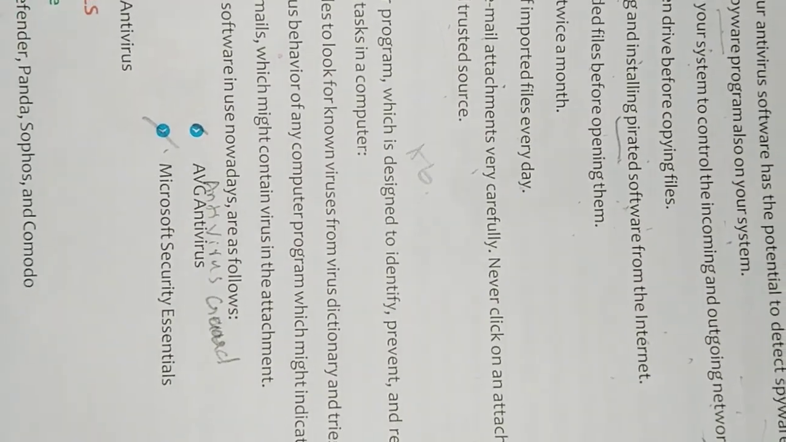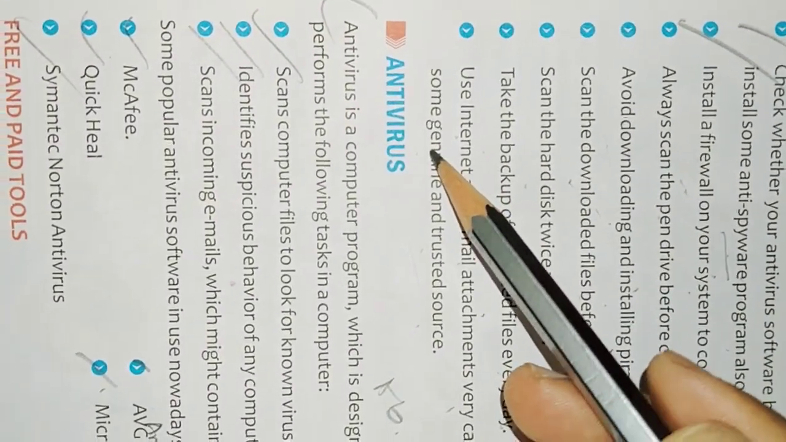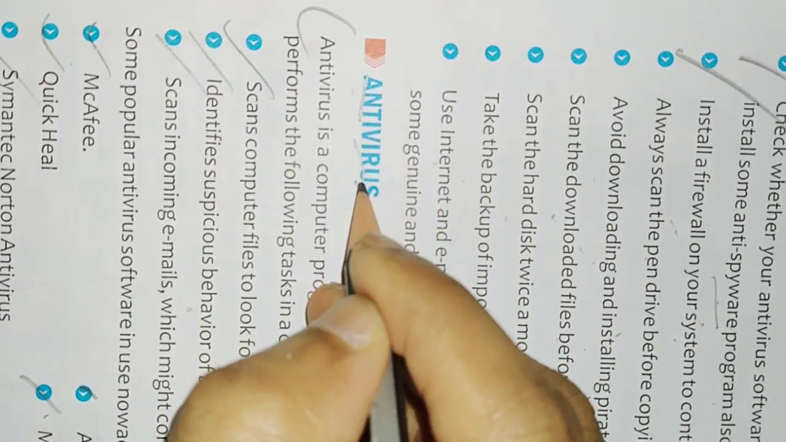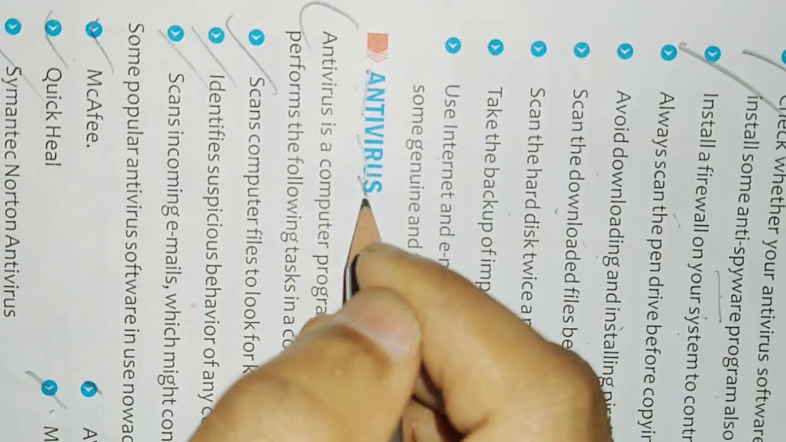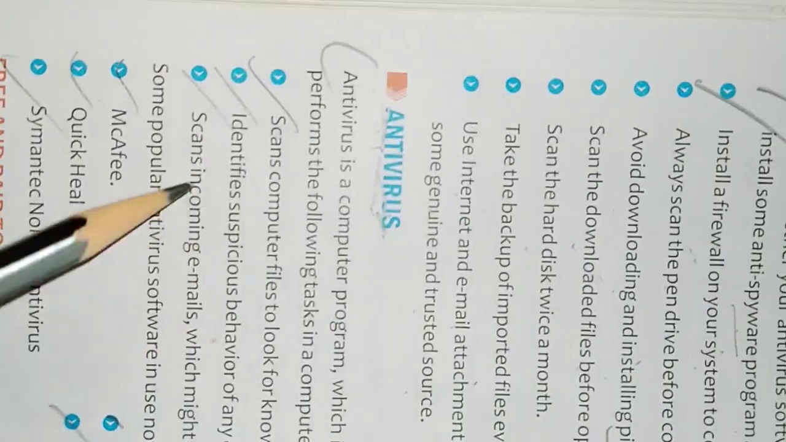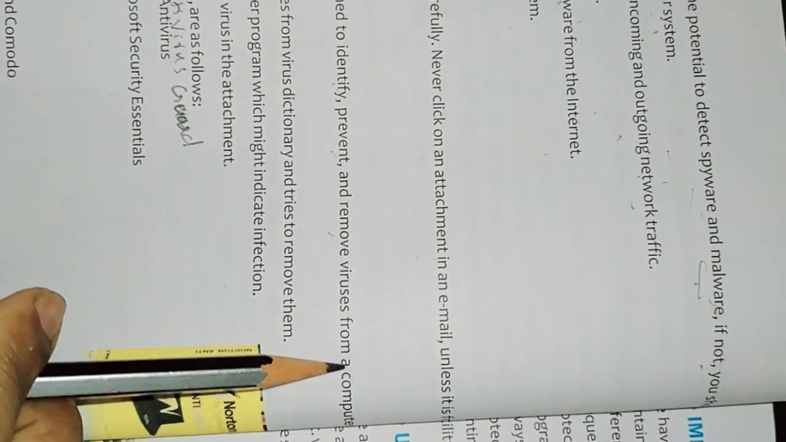Because it may contain many types of attacks. Now moving to antiviruses. What is antivirus? Anti means against, so antivirus means the software which is against virus. Virus is a threat. Antivirus is a computer program which is designed to identify, prevent and remove virus from a computer.